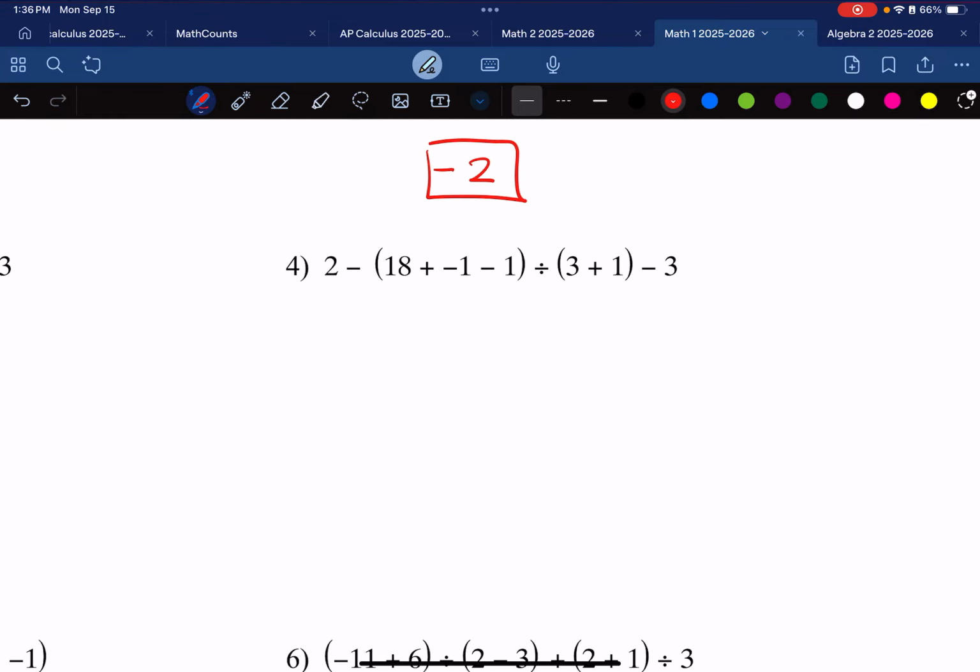In number 4, again, I have parentheses. I'm going to start with the easy one this time. I'm going to start with my dessert. 3 plus 1 is just 4. And my pencil decided not to work. There we go.